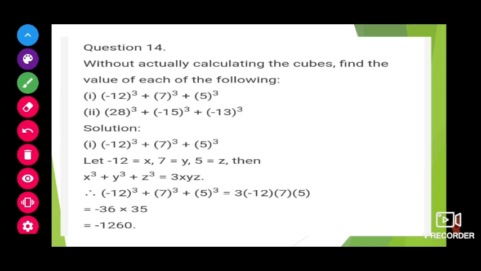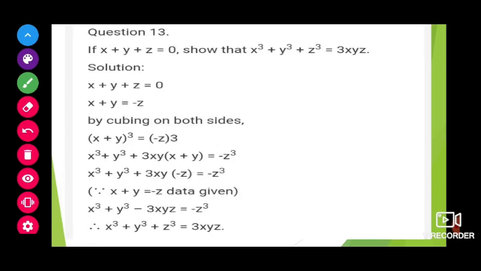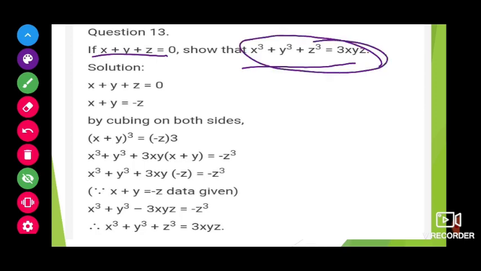Next, without actually calculating the cubes, find the values of each of the following. We should not do the calculation, and we have to show the answer. Here, just now we showed, children, that if x plus y plus z is equal to 0, then we can write x cube plus y cube plus z cube is equal to 3xyz. Now we are going to use this only.